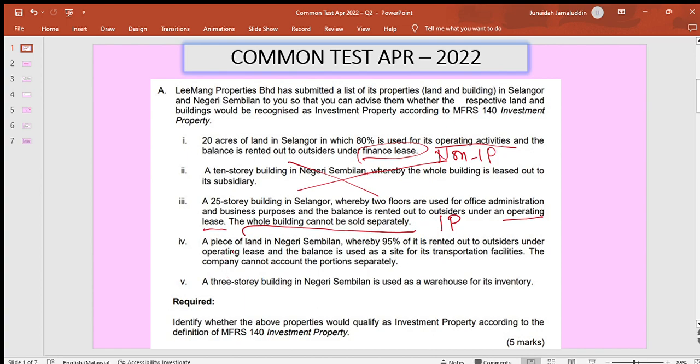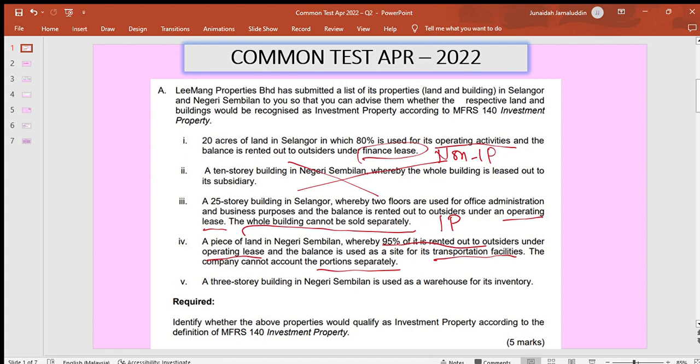A piece of land in Negeri Sembilan, whereby 95% of it is rented out to outsiders under operating lease, and the balance is used as a site for its transportation facilities. The company cannot account for the portions separately. This is also the same as the previous one. This is a property with dual uses.